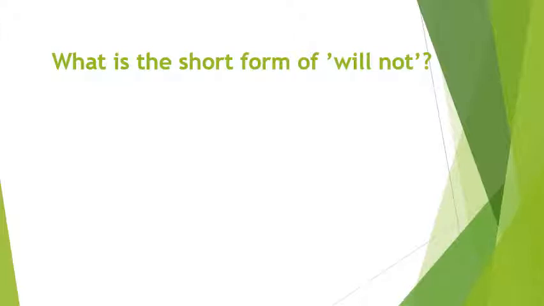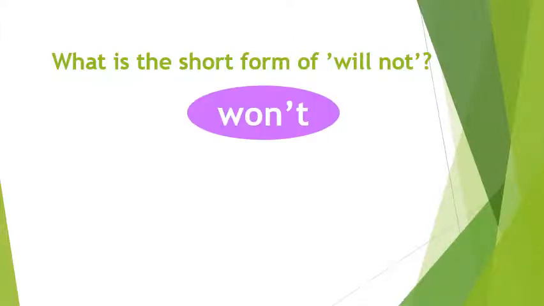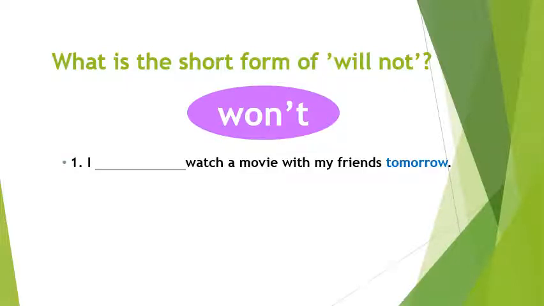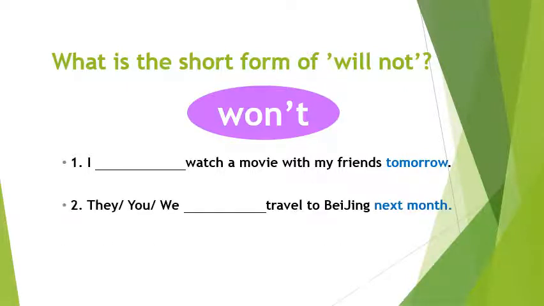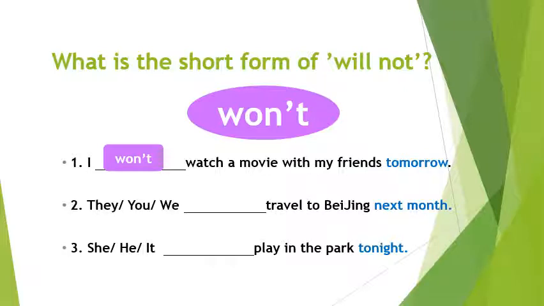Do you know what is the short form for will not? Yes, correct. Won't. Some people don't know the short form for will not. So will not is the same as won't. Usually you can say, I will not watch a movie with my friends tomorrow. Then you can say, I what? Won't watch a movie with my friends tomorrow.